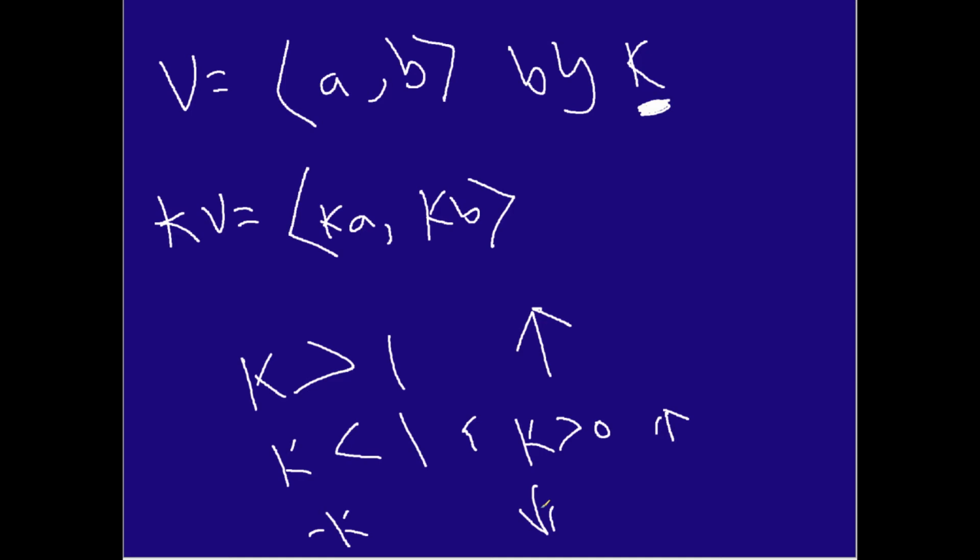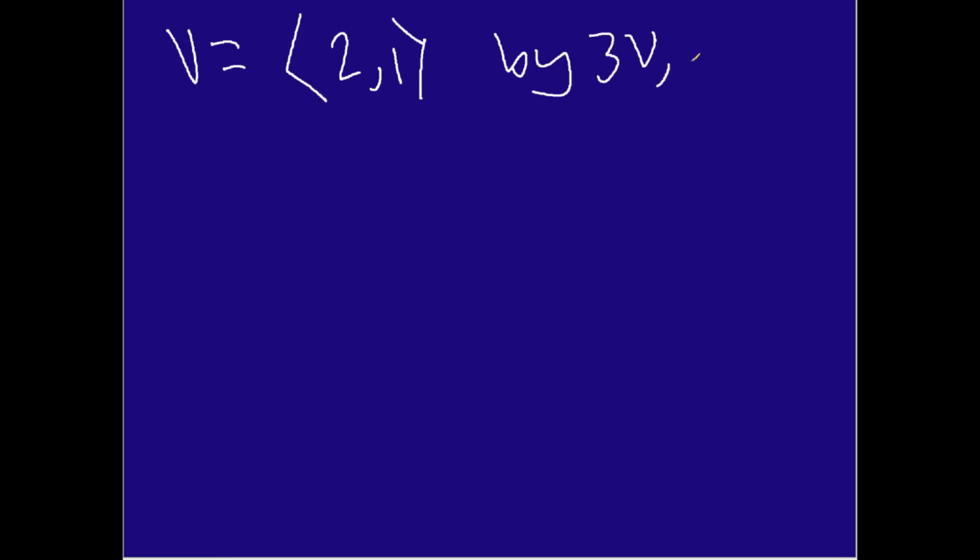So let's go through a couple practical examples here. It always makes more sense when you can see it. We're given the following: v equals (2, 1). And we're going to multiply it by the following: 3v, minus v, and 1/2 v.